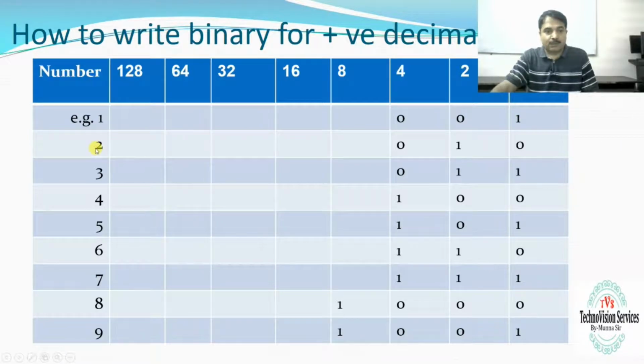Similarly, for 2, only the number 2 is involved. The rest of the numbers are not involved in writing the binary, so we have put zeros there, and where 2 is involved, we have used 1. In this way, we can write the binary for all the numbers. For example, for 3, when we add 2 plus 1, it becomes 3. So it will be 1 and 1, and the rest of the bits will be 0.